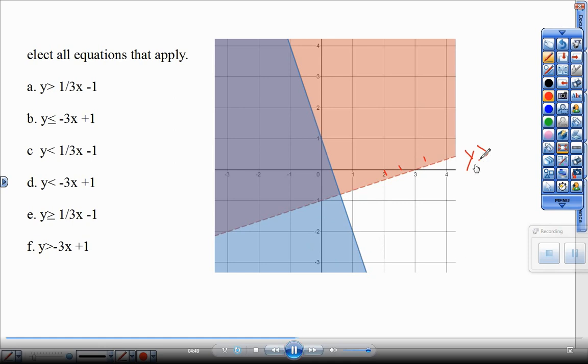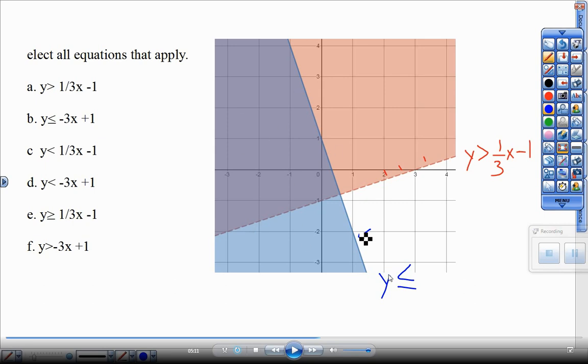Y is more than. This slope, right 3, up 1, put together, right 3, up 1, gives me a slope of 1 over 3 x minus this 1. That is that equation. So you can see that first one matches automatically. This is close, but not quite. The blue one, y less than or equal to. I can see it's less than or equal to because the line is solid and because I'm shading underneath that blue line.